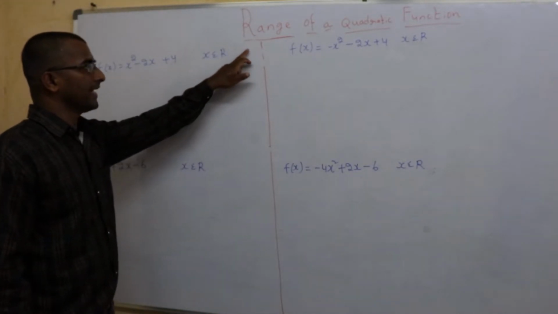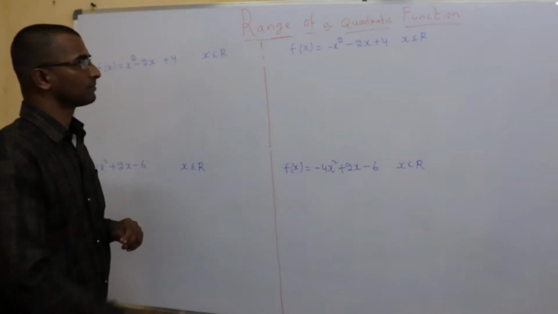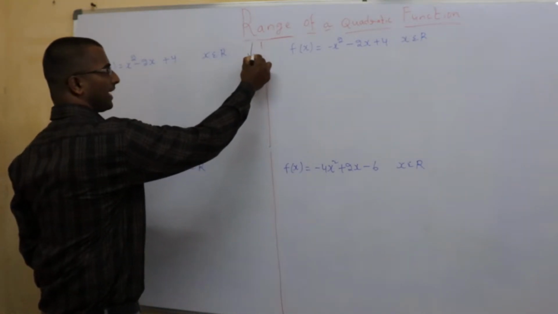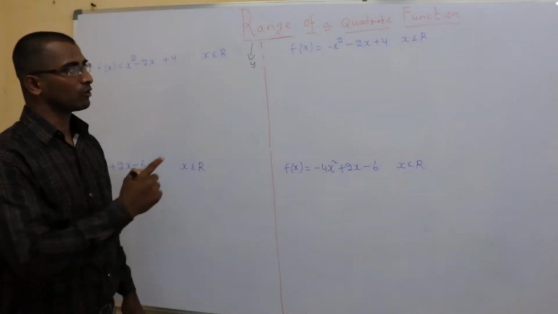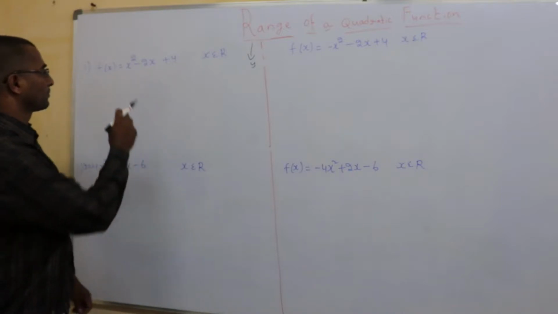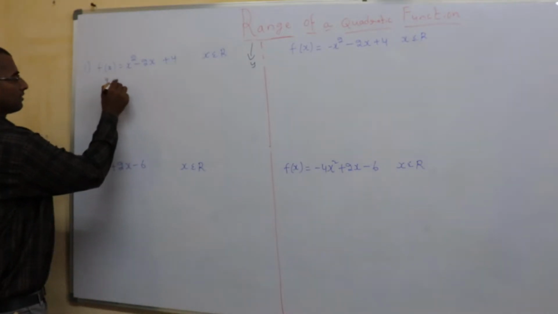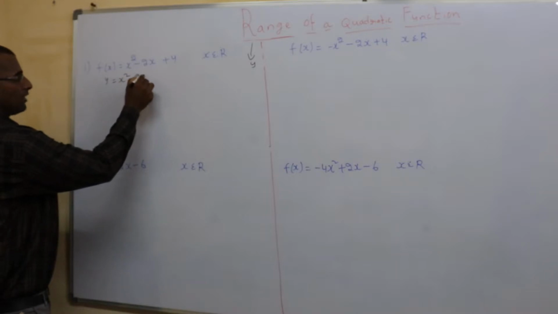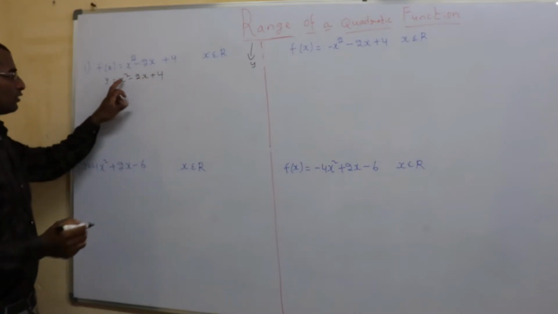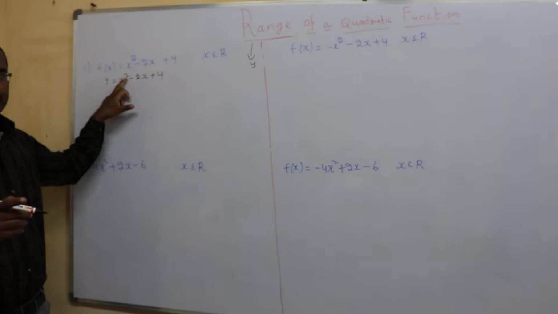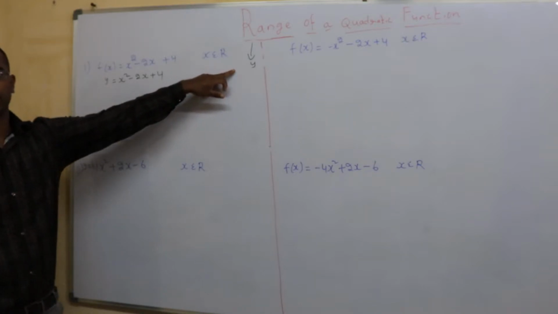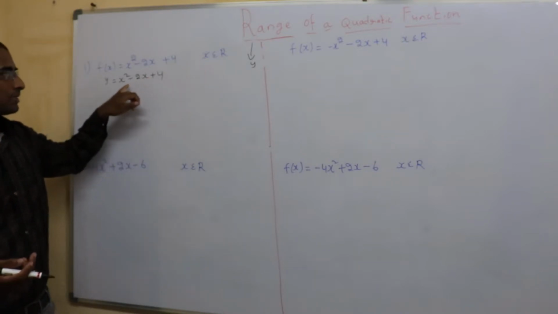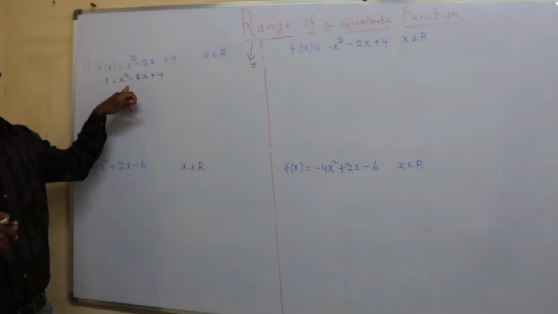Now, range of a quadratic function. Range is nothing but the values that y takes. Now, quadratic function means what? Look at this example. What is the power on x? 2. So, whenever the power on x is 2, it comes under a quadratic function. Clear so far? Range means the values taken by y. Quadratic function means the power on x should be 2.